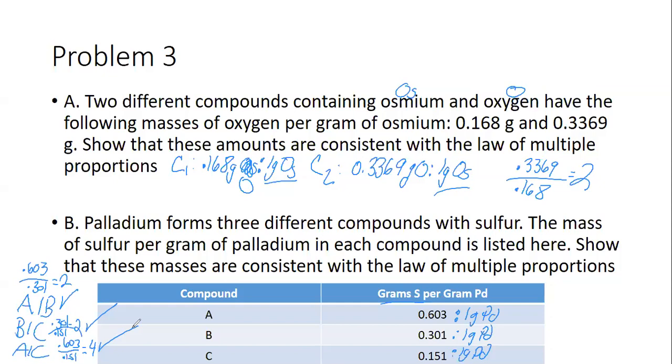When you have different compounds made out of the same elements, if you take one of those elements and always make it 1 gram, and you compare the weights of the elements to each other and do a ratio like we did, it will always be a whole number. That is the law of multiple proportions.